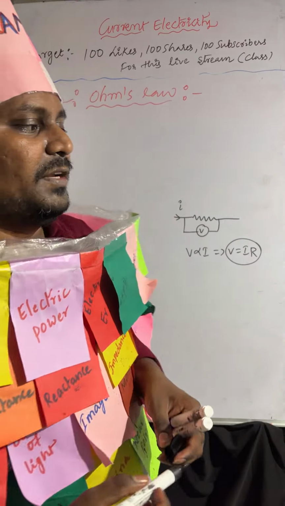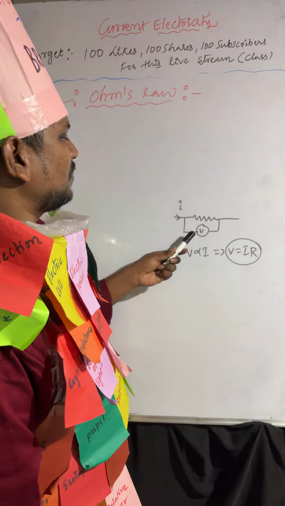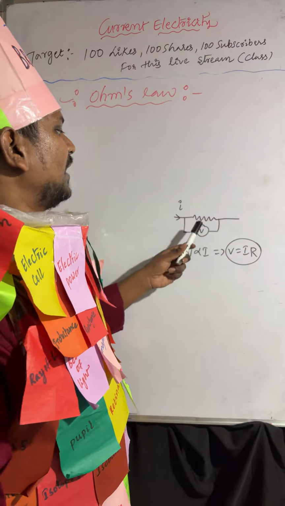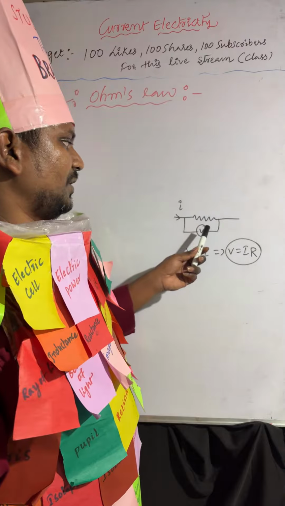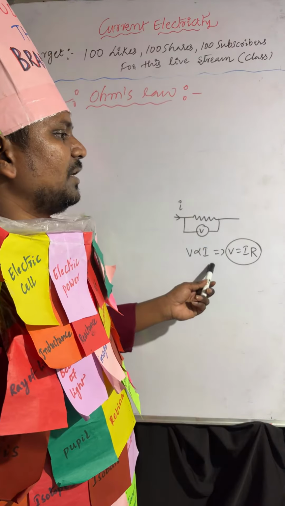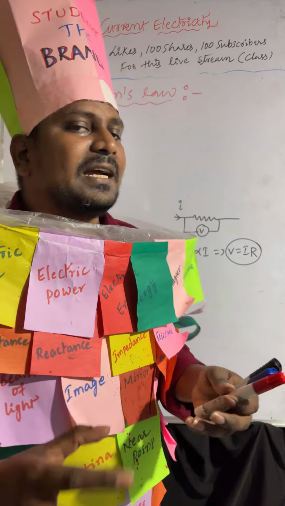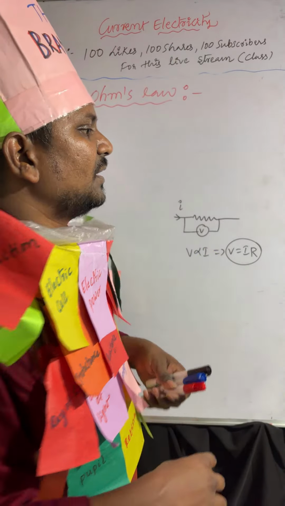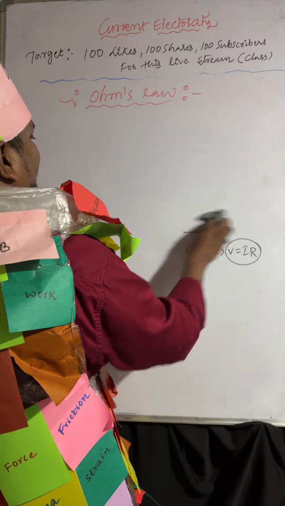The potential difference across the ends of the given metallic conductor, your resistor, is directly proportional to the current flowing through it. So V is directly proportional to I, and V equal to IR at a constant temperature and with the physical conditions also the same. Understood or not? That is very, very important.